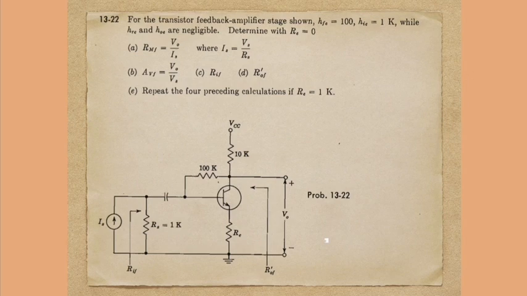Coming to the problem, this is again a problem from Millman and Halkias, Integrated Electronics. This is problem number 13.22, and in this problem we have to solve this particular numerical for two conditions. The first condition is when RE is equal to 0, and the second condition is when RE is equal to 1. And we have to do calculations for RMF, AVF, RIF and ROF dash.